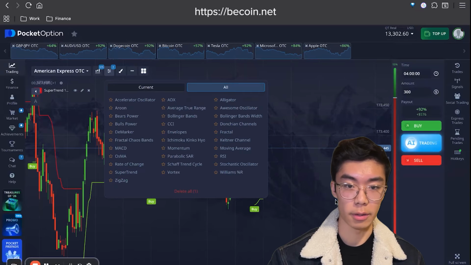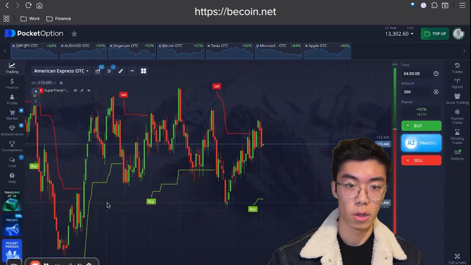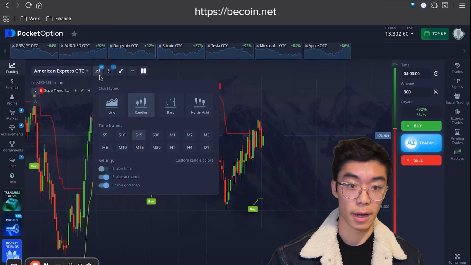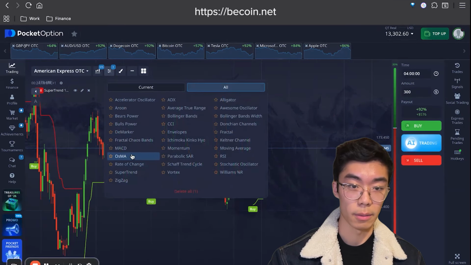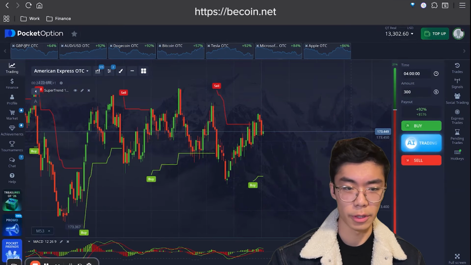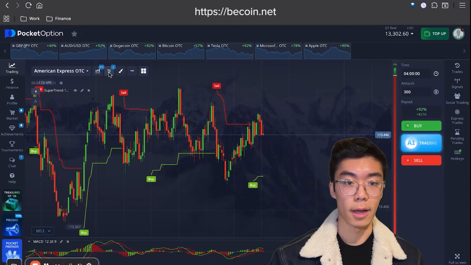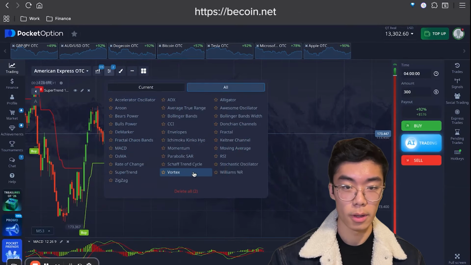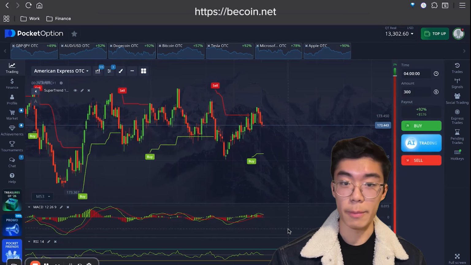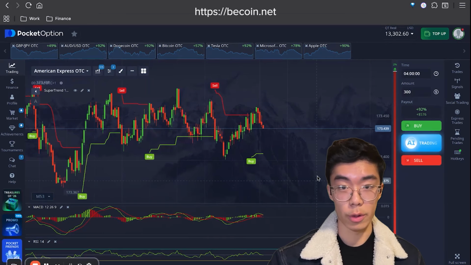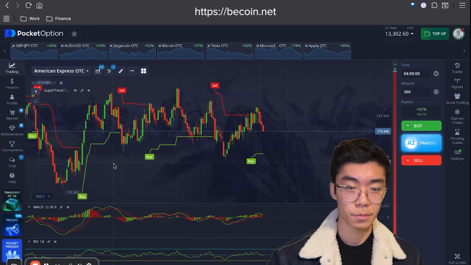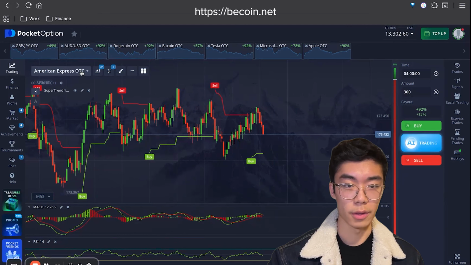One, I like the SuperTrend. The SuperTrend just tells you when to buy and sell. Okay. Very simple indicator that I like. I also like the MACD. Very helpful indicator, very traditional indicator, I would say. And then I also like the RSI. Okay. So these are my preferred three. You can choose whatever three you want. And then from here, all you have to do is select your preferred asset.